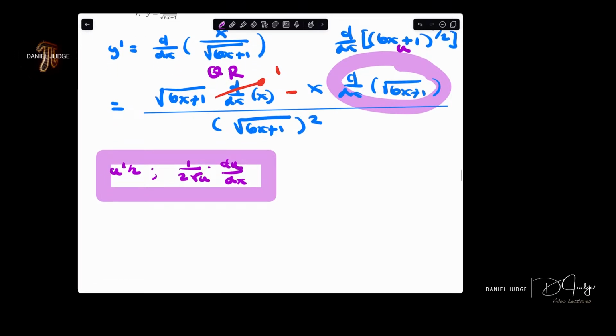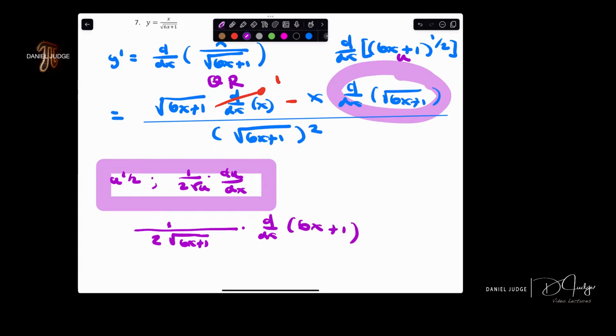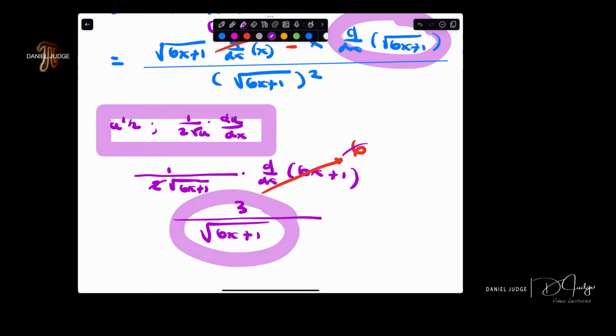So this derivative, and I'll do it down here, is going to be, again, 1 over 2 square root of 6x plus 1 times the derivative with respect to x of 6x plus 1. That's going to be 6. So this derivative, don't forget 2 and 6, or 6 divided by 2 gives you a 3. That'll be over the square root of 6x plus 1. There you go.